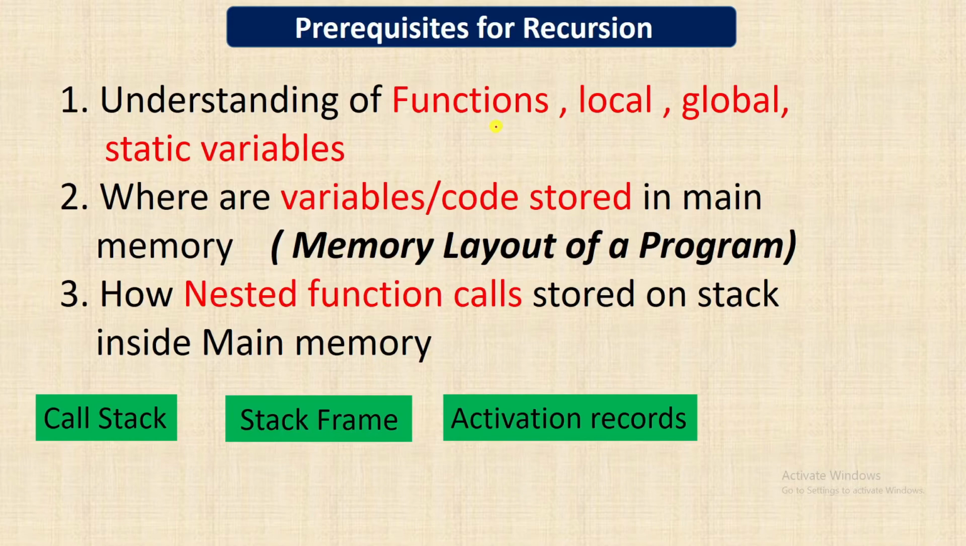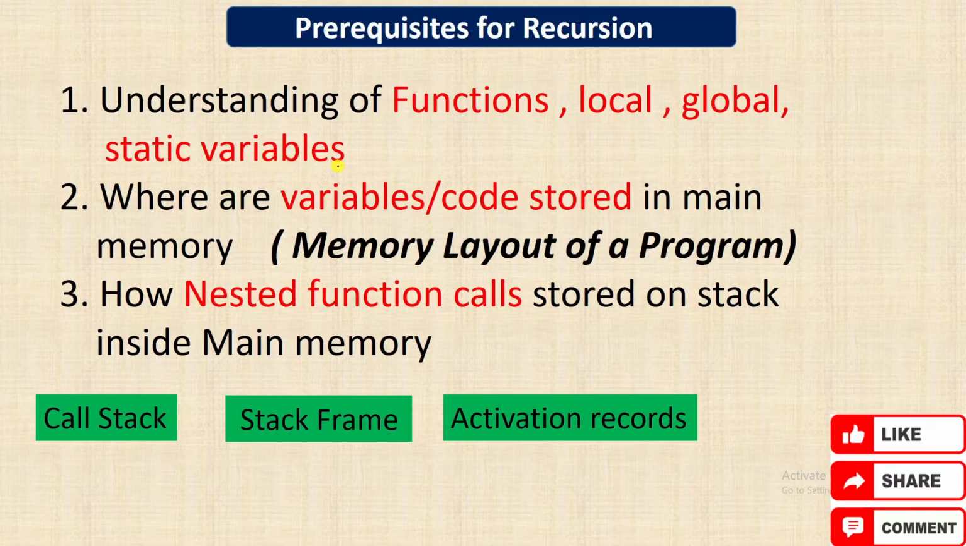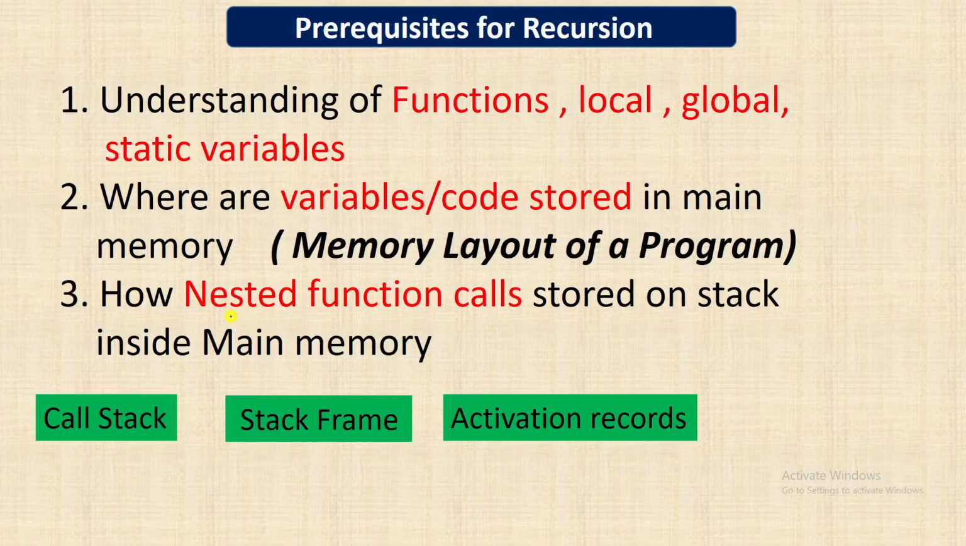You should know how it returns the value. You should know local, global, and static variables. Next, you should know how the variables and the code are stored inside your main memory, that is, you should know the memory layout of your program. Where are your operands stored in the main memory? The next thing you should know is nested function calls, and how they are stored on the stack inside the main memory.